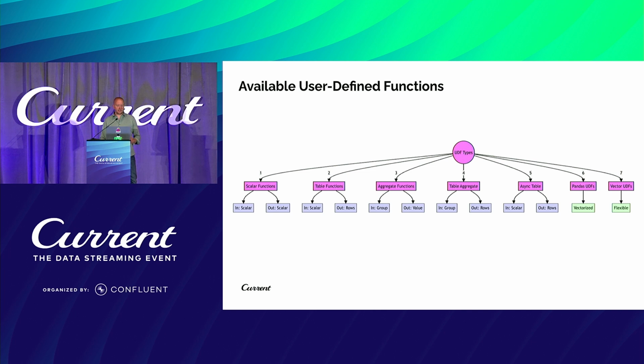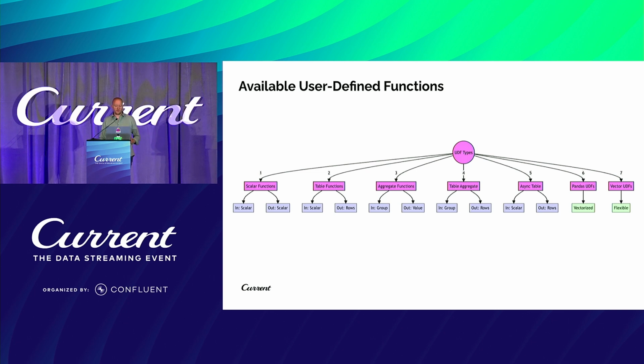This is a diagram that shows all of the UDF types that Flink has available, and their input and output characteristics. So we go from scalar functions, where the input and the output are both scalar. It's just a simple one-to-one transformation. You could have something like a complex calculation or conversion that you cannot cover with one of the built-in functions.